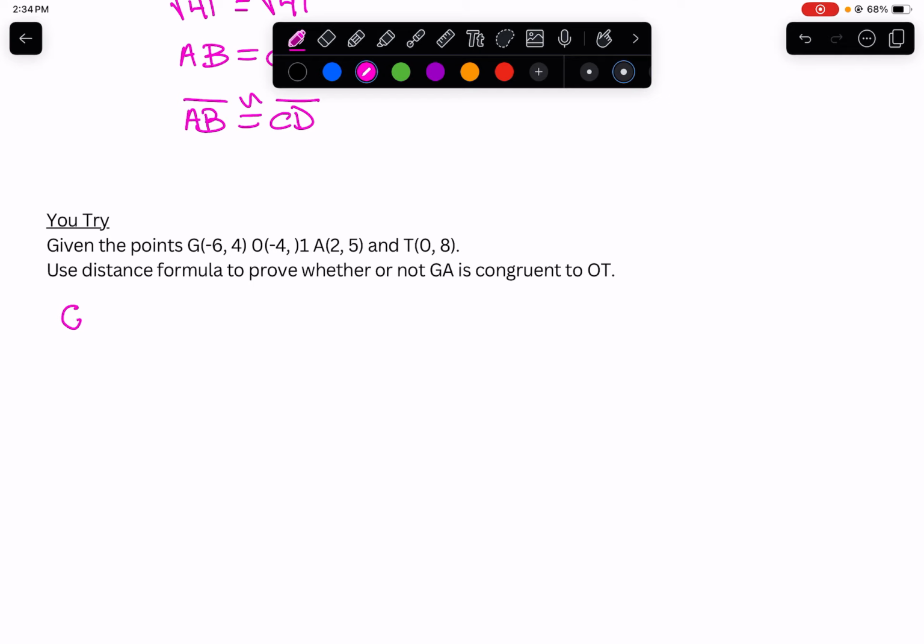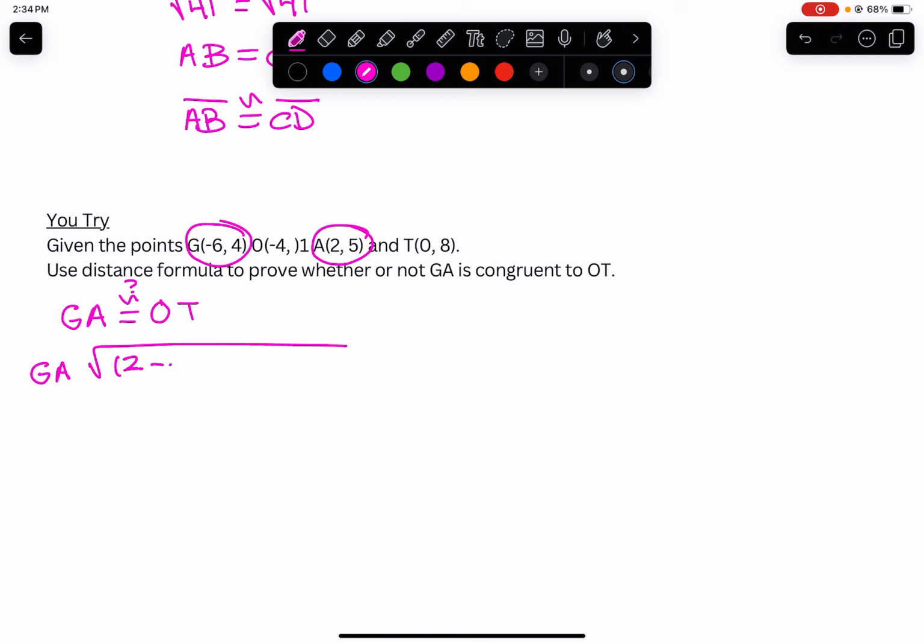So now again, it's the same process. GA congruent to OT. Well, let's look. GA. So we're looking negative. So you have to make sure you're using the right signs. So we're doing 2 minus negative 6 squared plus 5 minus 4 squared. So that gives me 64 plus 1, which is radical 65.